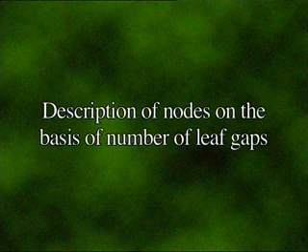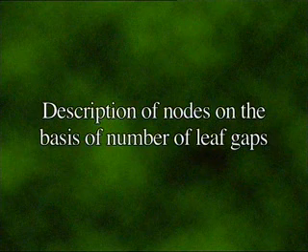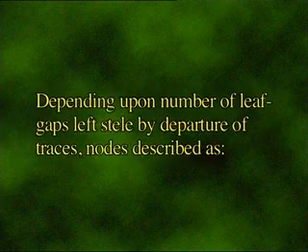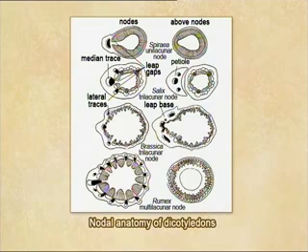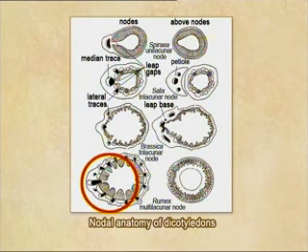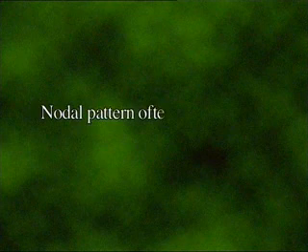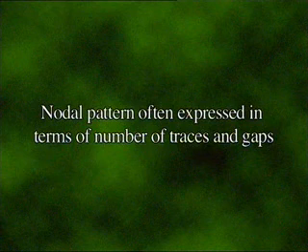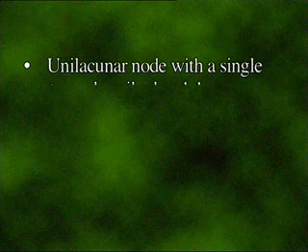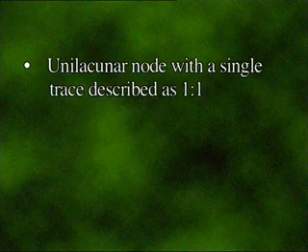Now, description of nodes on the basis of number of leaf gaps. Depending upon whether 1, 3, 5 or more leaf gaps are left in the stele by the departure of traces, nodes are described as unilacunar, trilacunar, pentalacunar or multilacunar. The nodal pattern is often expressed in terms of the number of traces and gaps. For example, a unilacunar node with a single trace would be described as 1:1.